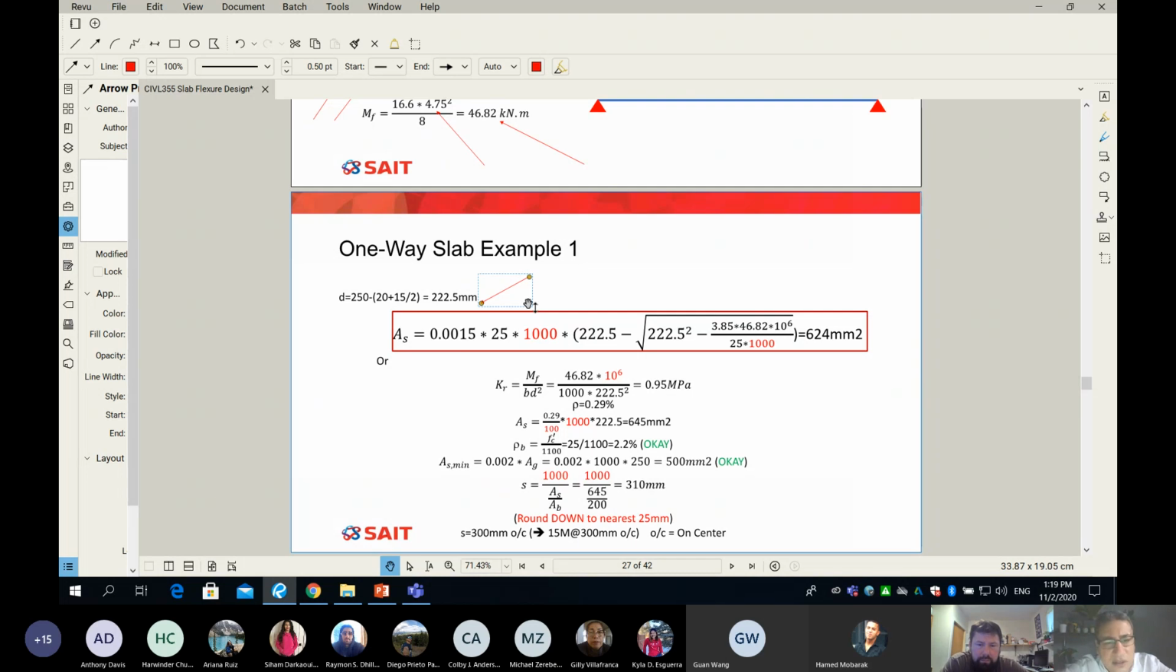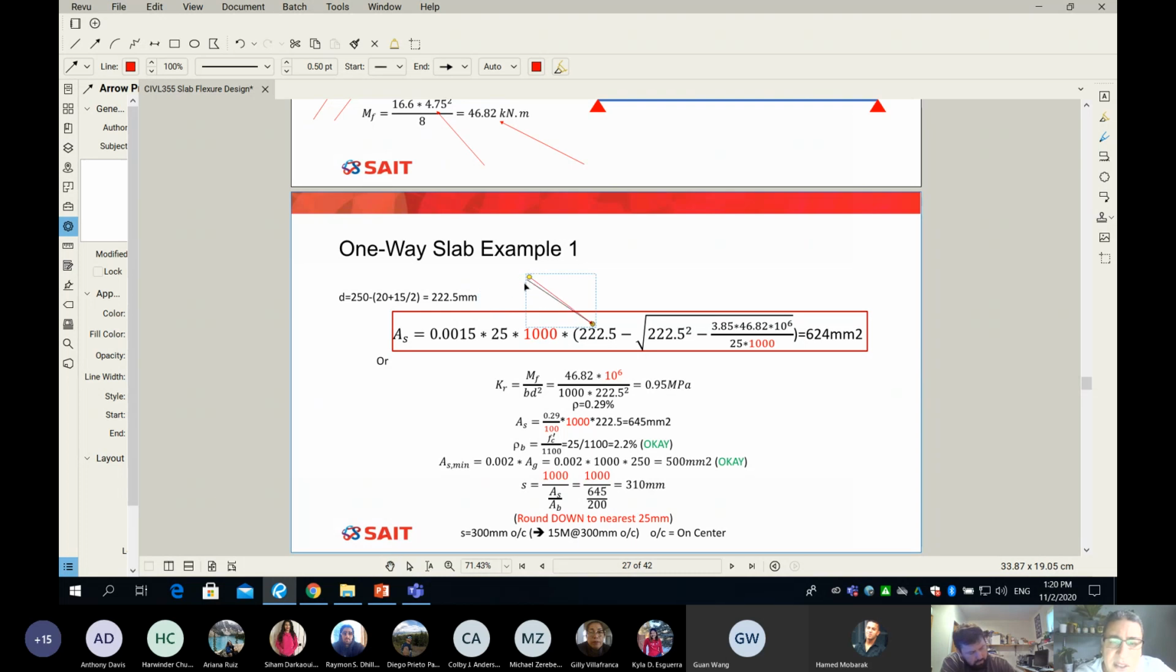Please take a note, and I didn't write this down. Please take a note right now. We do not have stirrups in slabs. And that's why the effective depth calculation doesn't have any stirrup thickness. In general, if you have a beam, you would say 250 minus the cover plus a stirrup plus half bar. But in this case, it's a slab, so there is no stirrup. Please take a note. So my effective depth is 222, and this number goes straight into my design equation.